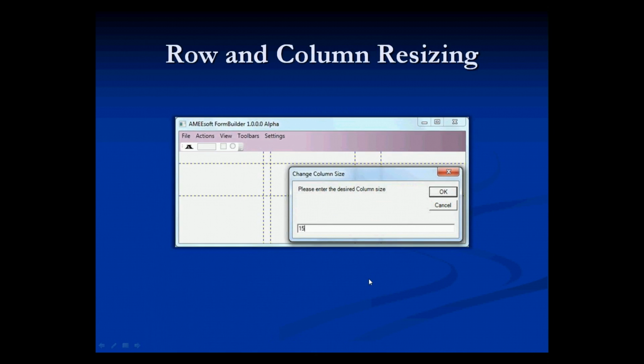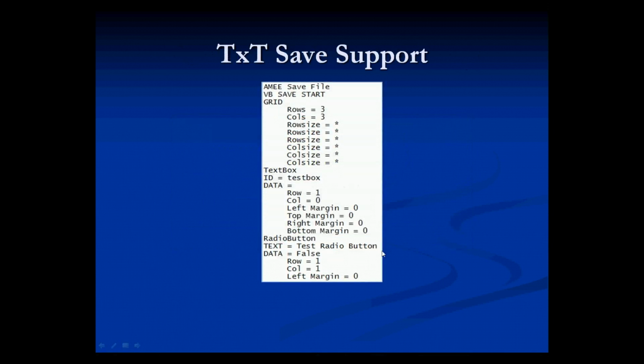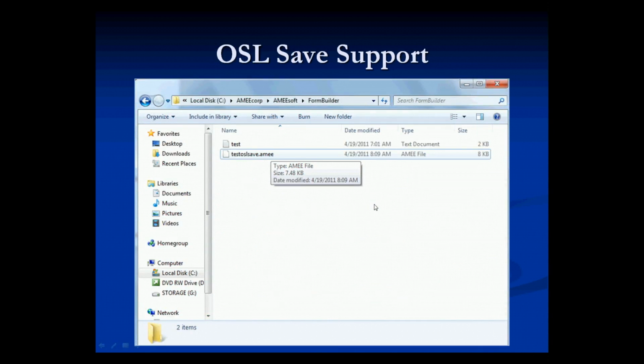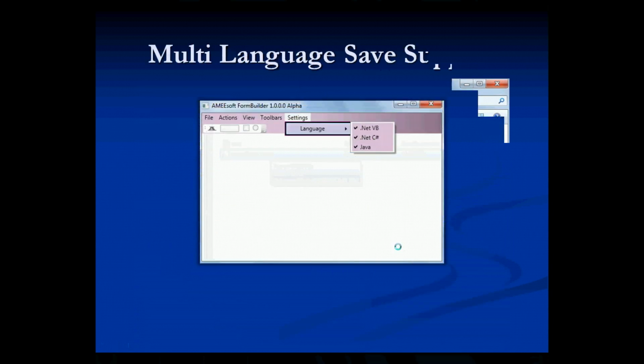Here you can see the rows and columns resizing according to user input. During the beta, I will most likely add mouse dragging options. This is a basic text save file, a basic XML save file, and a basic OSL save file using the custom .ame extension. Each save type contains information for various languages.